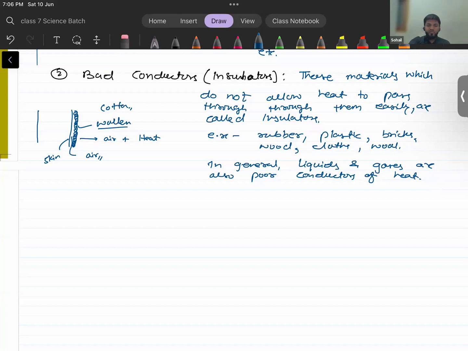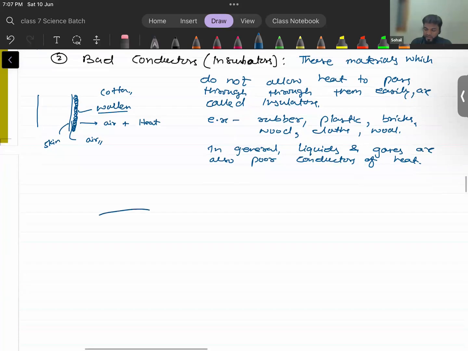Now moving on, there are some good uses of these insulators. Suppose there was no insulator in nature, so cooking would have been very difficult, because the whole utensil would be very warm. And how would you hold the handle of the utensil? Good conductors are used to carry heat very quickly, while poor conductors are used to stop heat from going where it is not wanted.